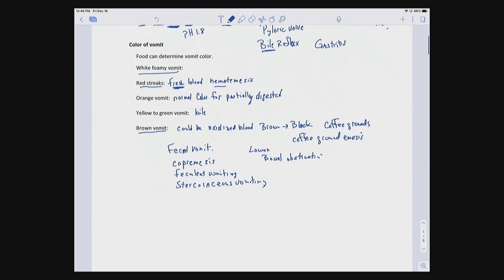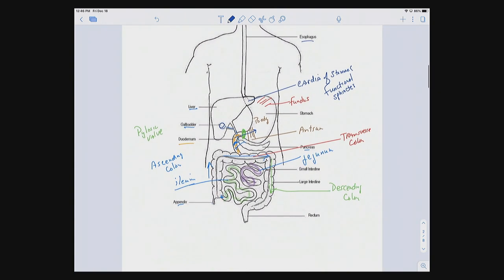So let's go back to our diagram here. Lower bowel has probably some type of obstruction in the ileum area. So if you have an obstruction somewhere in here, not allowing the contents to go through its normal process, that is going to be causing significant reflux back the other way. So it would be going back through the ileum, through the jejunum, back into the duodenum, through the pyloric valve, back into the stomach.